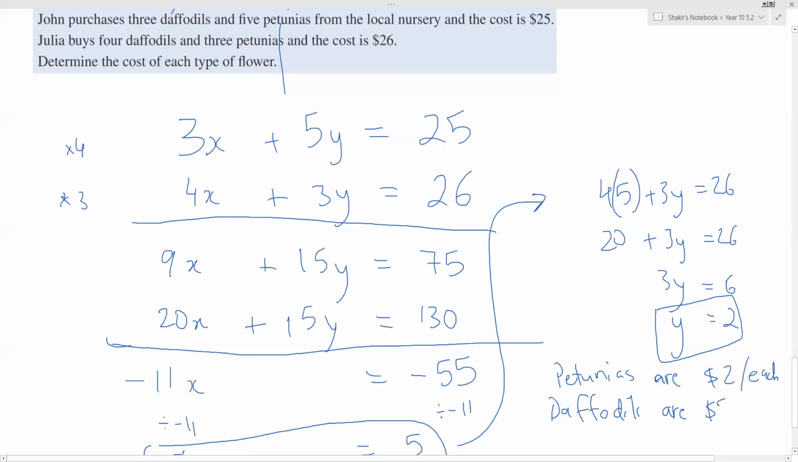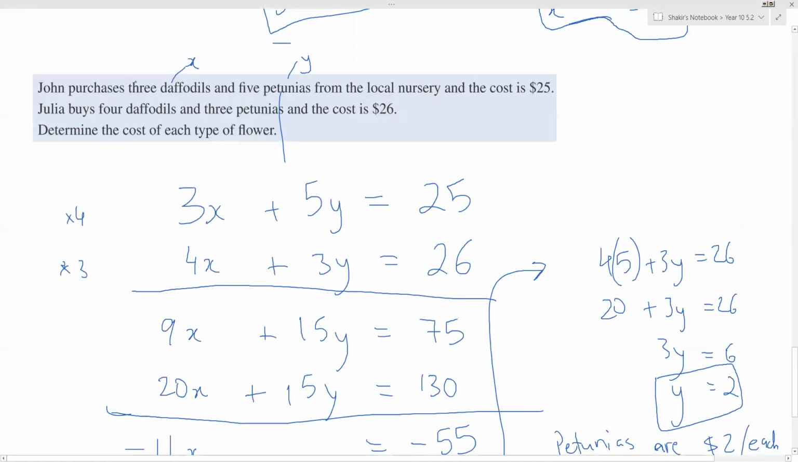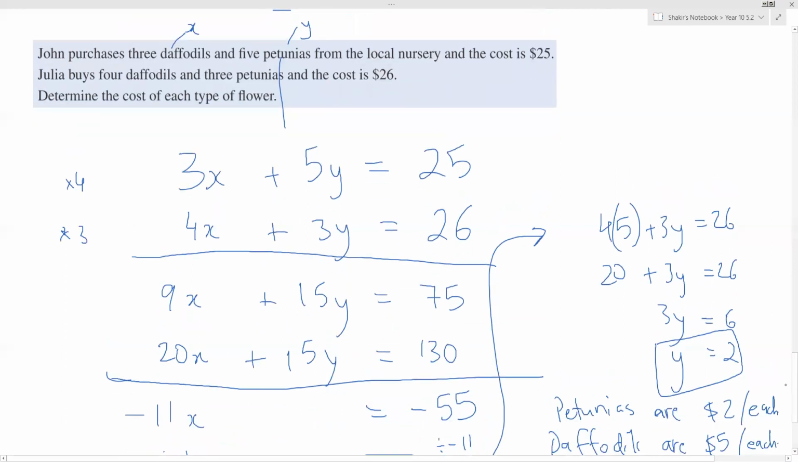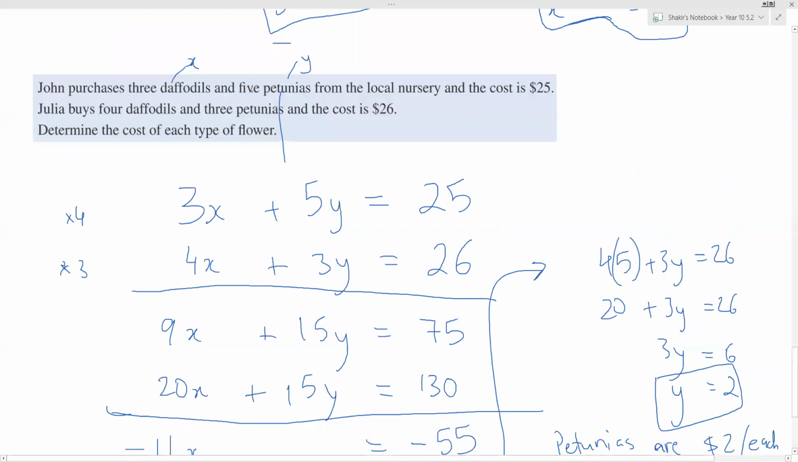So $5 each. And look, we can certainly check our solution as well, $5 and $2. So John purchased 3 daffodils and they're $5 each, so $15. And 5 petunias, which are $2 each. So 5 times 2 is 10. That's $25. 15 plus 10, $25.